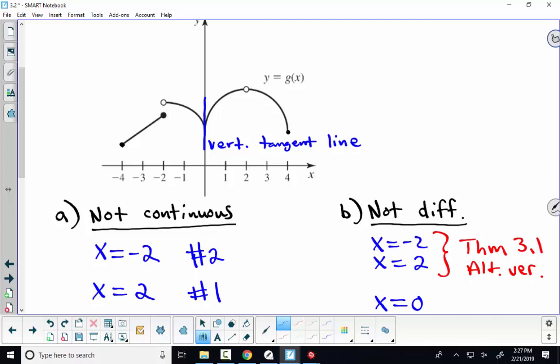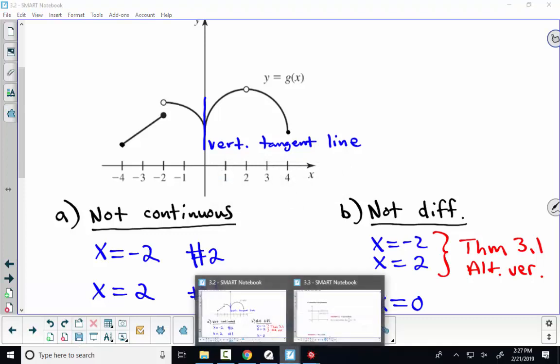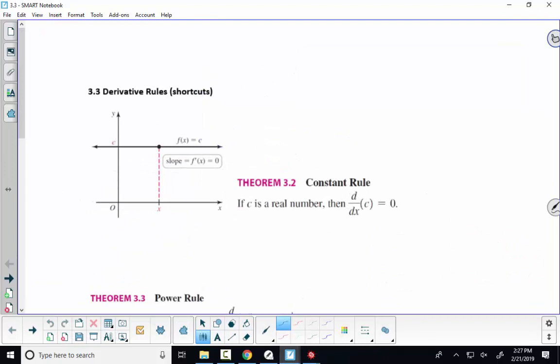Any other questions? All right. Well, that'll be the end of 3.2 for us. Section 3.3.